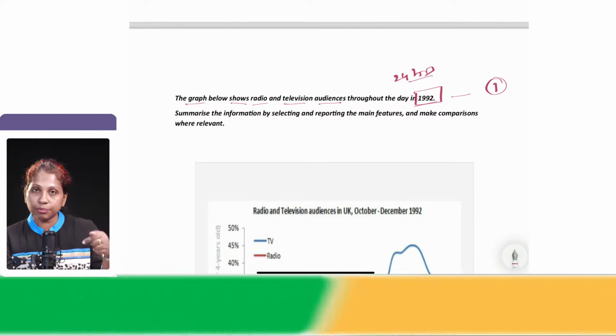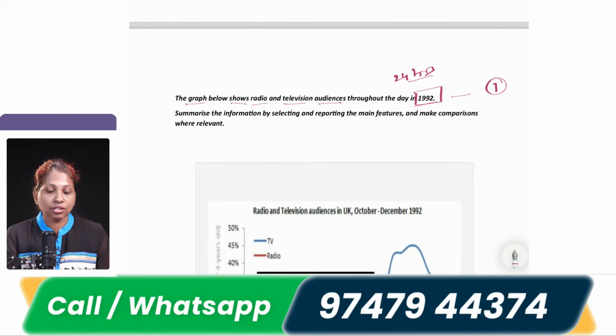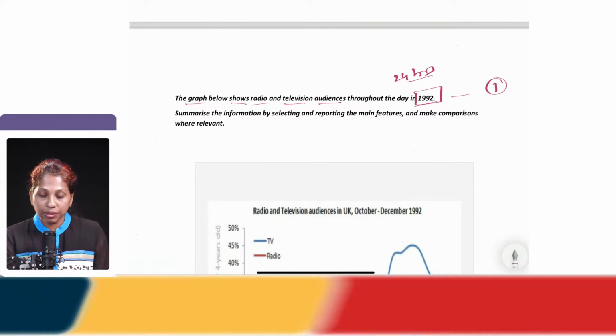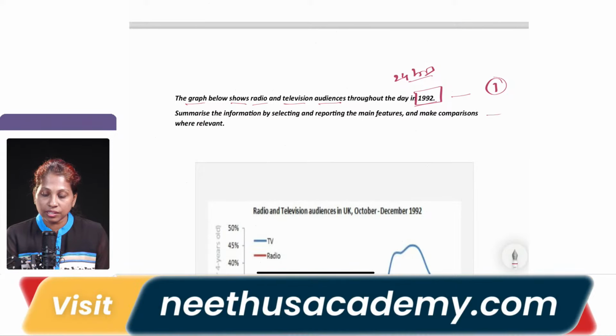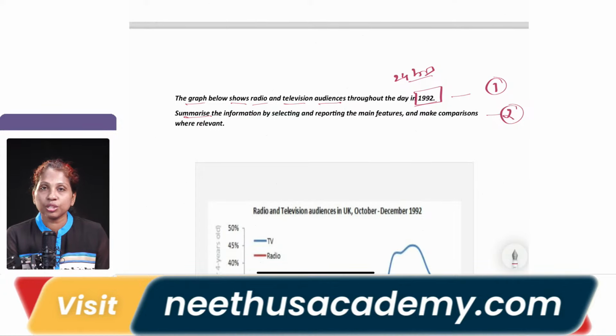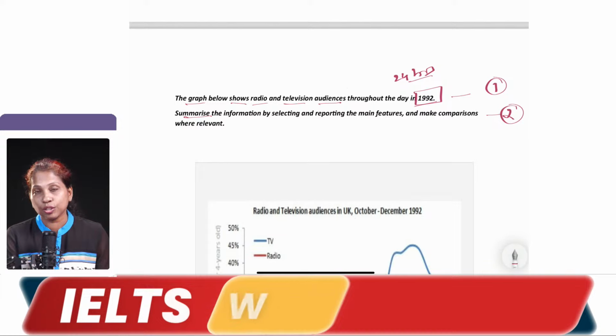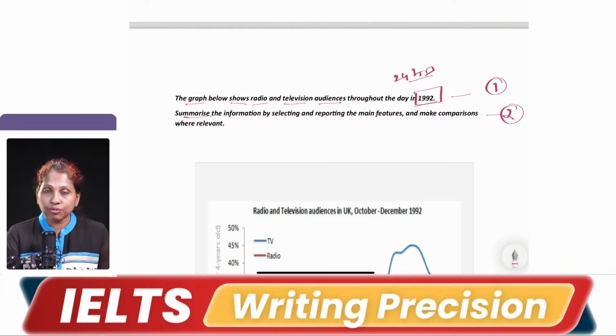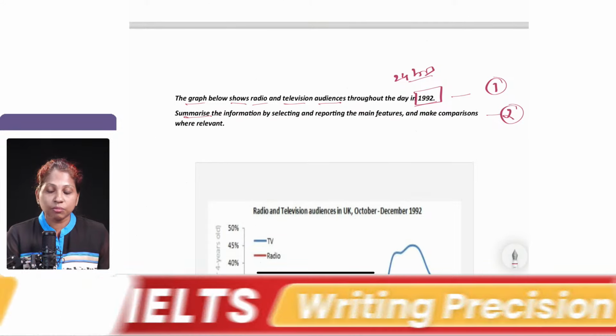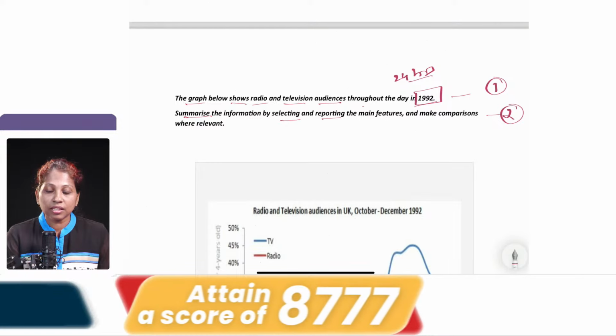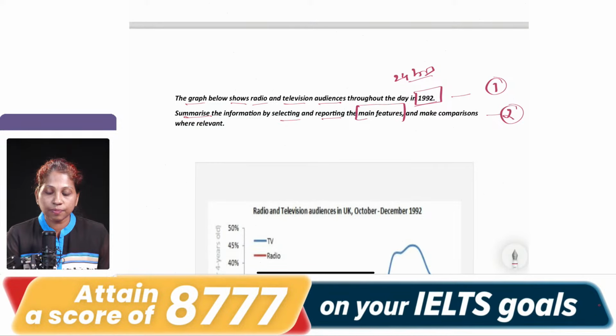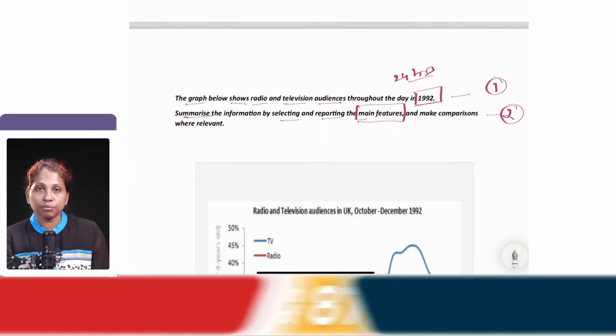Like I told, it is divided in 3 parts. The second part is the instruction. Summarize the information by selecting and reporting the main features and make comparisons where relevant. This is the second part of the question. What you have to do? You have to summarize the information. It's a concise way of writing a report in 150 words. By selecting what? By selecting and reporting the main features. There is a lot of information in the line graph.